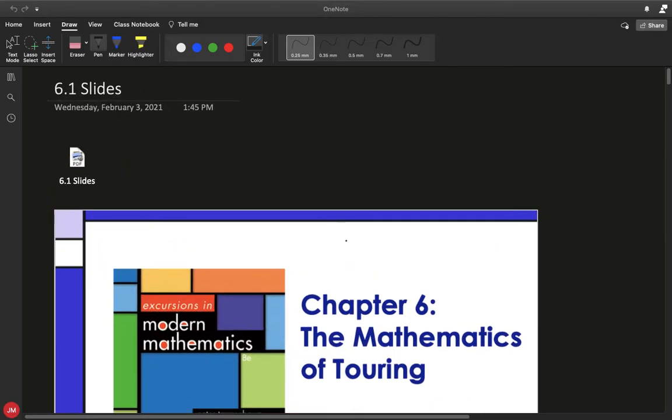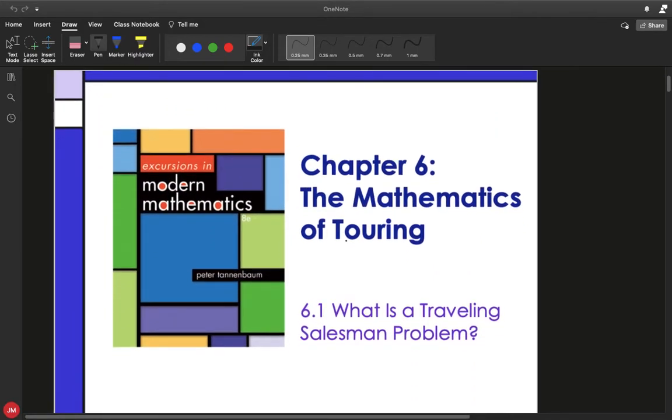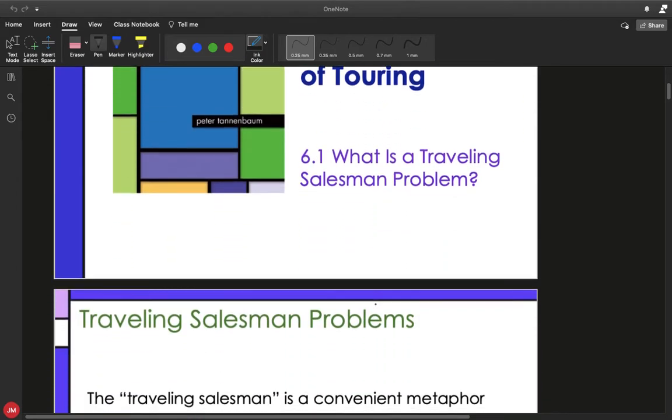Alright guys, so real quick, I'm not going to go through everything of 6.1. I did want to point out some of the key stuff for it though before we start in 6.2 to talk about what are called Hamilton paths and Hamilton circuits. So first, let's just make sure we understand the idea behind a traveling salesman problem.